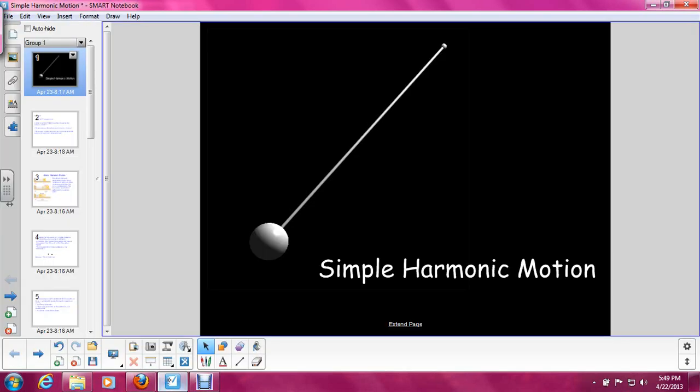Okay, so today we're going to start talking about waves. And to really understand waves, we need to understand oscillations. Now, an oscillation, usually in physics, is something that fits into a category of moving back and forth. And we're going to talk about a very specific back and forth movement today called simple harmonic motion.